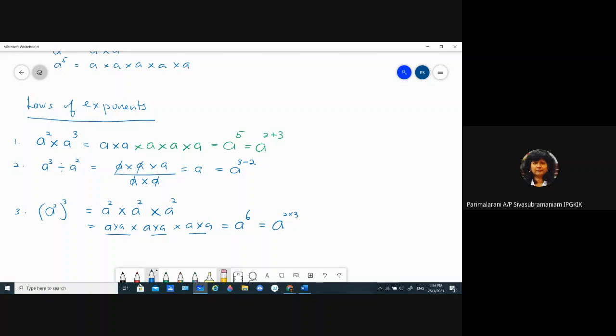So from here, we can generalize some of the laws of exponents. The first law of exponents is a to the power of m times a to the power of n is equal to a to the power of m plus n, given that m and n are elements of Q. What is Q? What is Q, everybody? What kind of numbers are represented by Q?